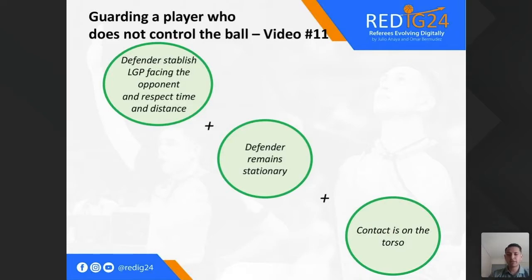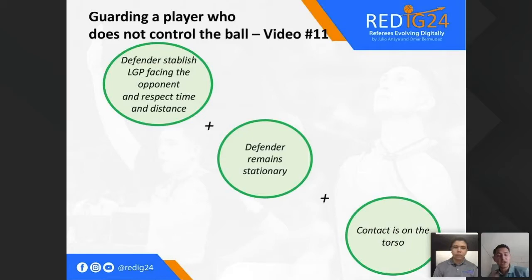And these facts are the points that we take in place to call properly this play. In the second video, we got completely the opposite situation. We got a defender stationary. He's facing the offensive player, his opponent. He's not moving. He's in a legal guarding position, and the offensive player is making the decision to go straight to the torso of the defensive player, and then we have the situation.